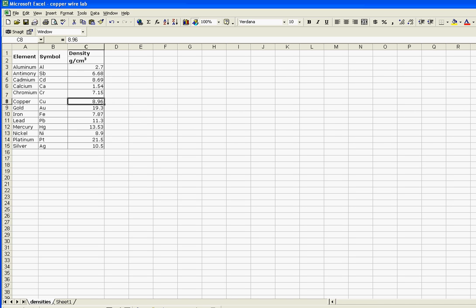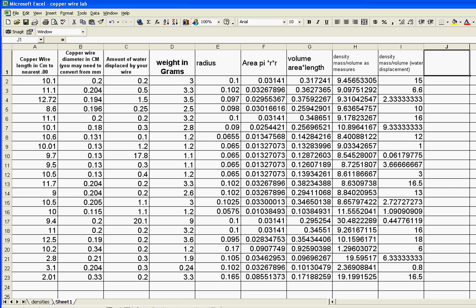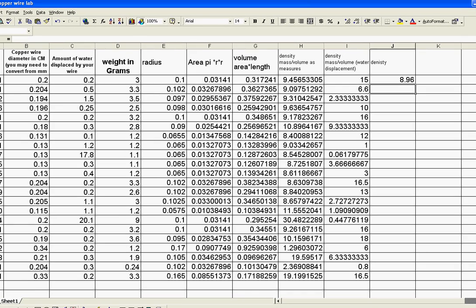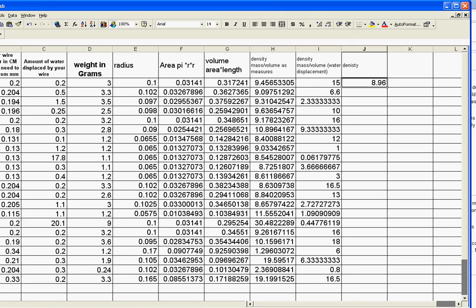Okay, now copper is 8.96, so that's its density. So let's take a look. I'll go back to sheet number 1, and we're going to put the density of copper. And our known density is 8.96. Now that's actually not too bad. We actually weren't too far off with some of our answers. Alright, so I'm going to drag this density all the way down. Boom. The density of copper, 8.96, is always going to be the same.